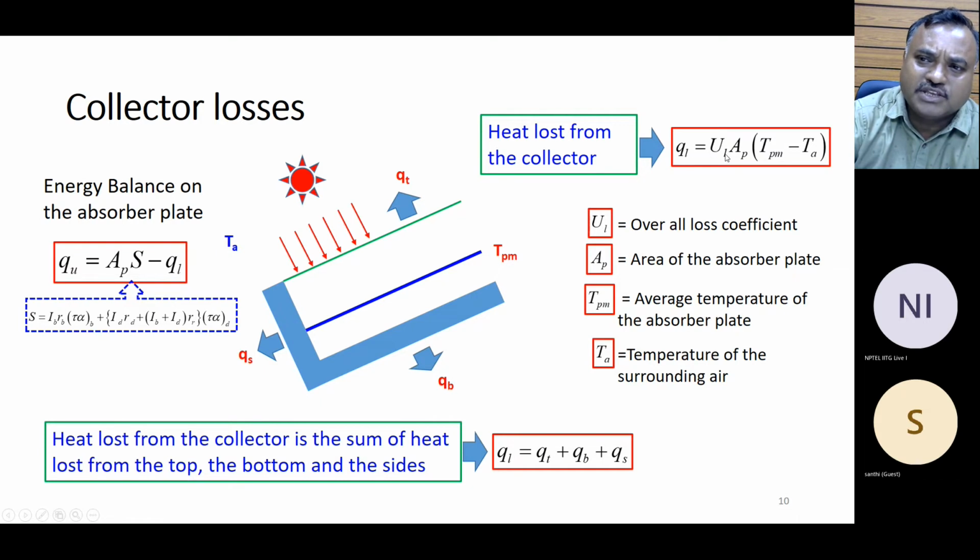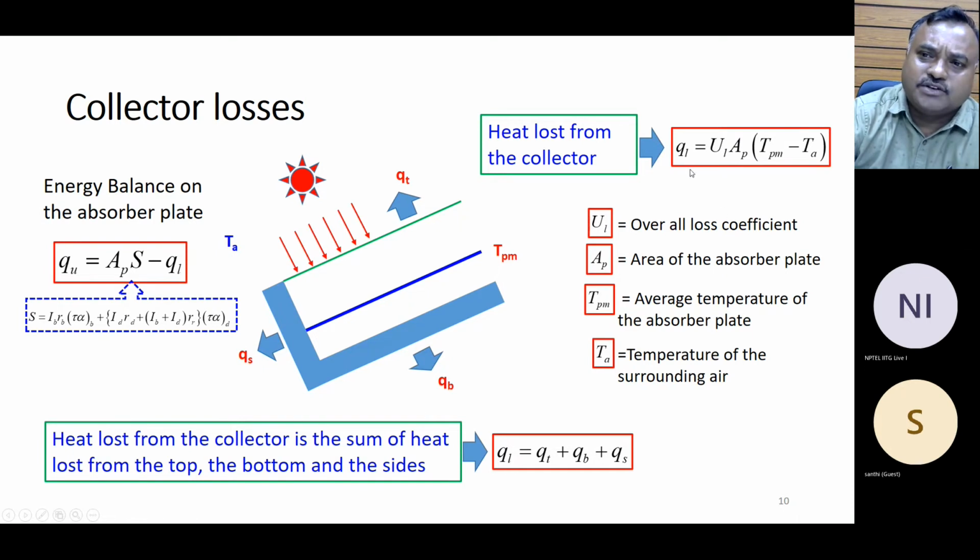QL is equal to UL multiplied by AP and then multiplied by TPM minus TA. So what is TPM? TPM is the average temperature of the absorber plate and TA is the temperature of the surrounding air. And AP is the area of the absorber plate. So this is the area, this part. That's how we can calculate the area, and UL is the overall loss coefficient.